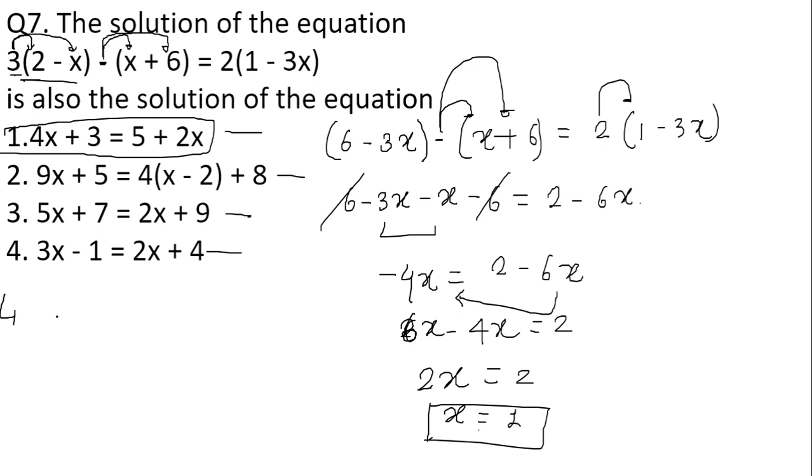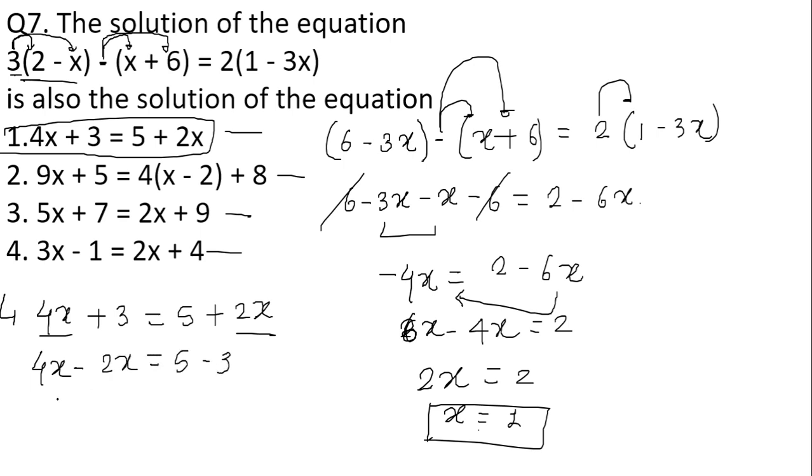Let us solve this first. 4x plus 3 is equal to 5 plus 2x. You can solve all the options, but I am going to solve just this one option over here. 4x minus 2x, if I do 4x minus 2x, this will give me 5 minus 3. This will give me 2x is equal to 2. It means the value of x is equal to 1 over here. So this is the option where the value of x is also coming 1. So the correct answer is option number first. If you check all other options, the value of x is not going to be 1. So these are the wrong options.